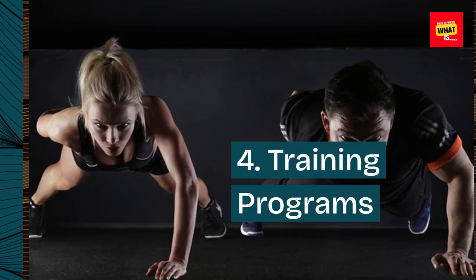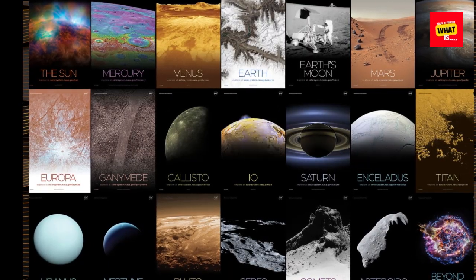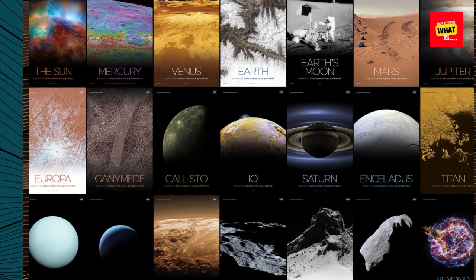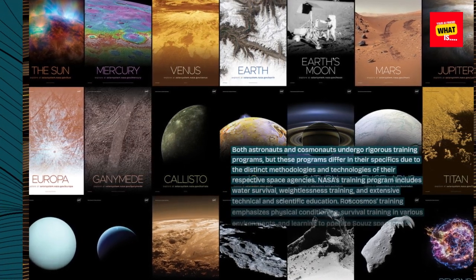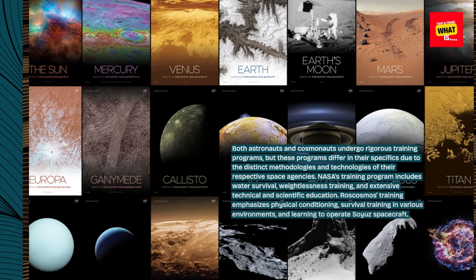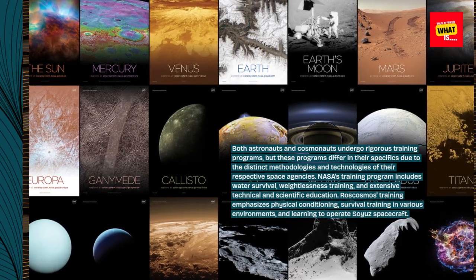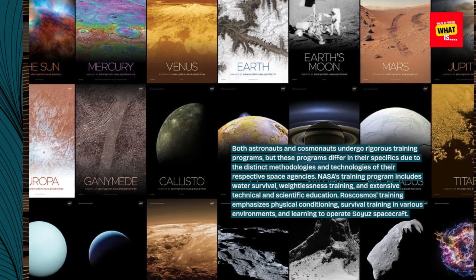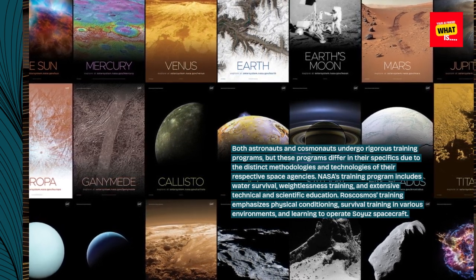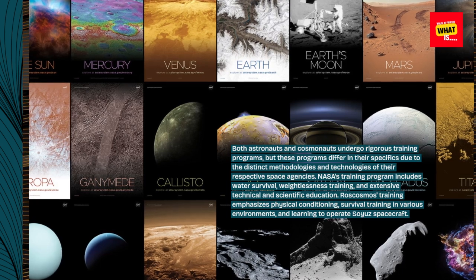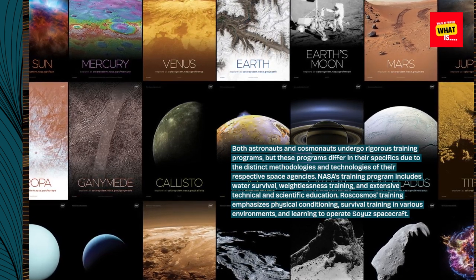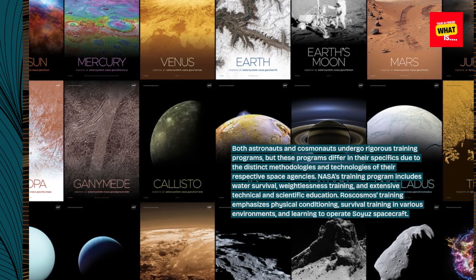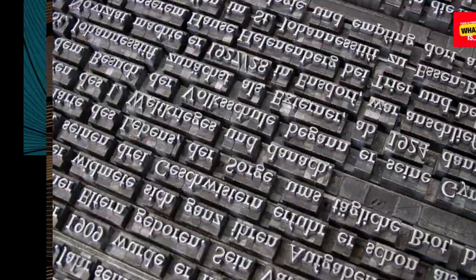4. Training programs. Both astronauts and cosmonauts undergo rigorous training programs, but these programs differ in their specifics due to the distinct methodologies and technologies of their respective space agencies. NASA's training program includes water survival, weightlessness training, and extensive technical and scientific education. Roscosmos's training emphasizes physical conditioning, survival training in various environments, and learning to operate Soyuz spacecraft.